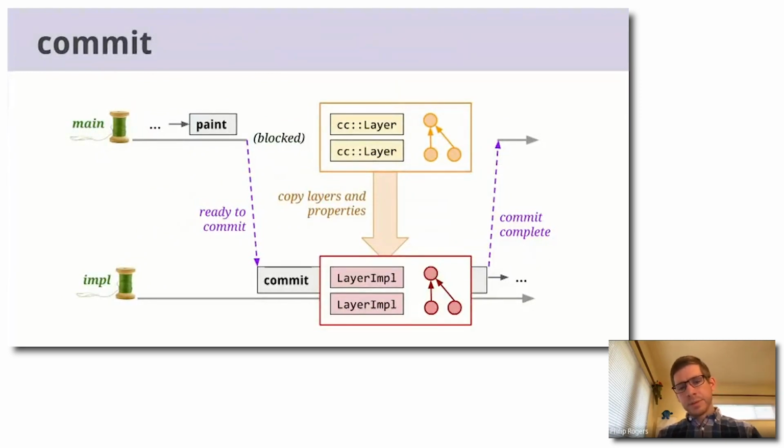Okay, so we have the main and the Impl threads. There are some interesting things here in how cross-thread communication works. So once paint has completed on the main thread, we actually block the main thread. We block the main and Impl threads, and we pass the information from the main to the Impl. Once that's done, we then unlock the threads and they continue on.